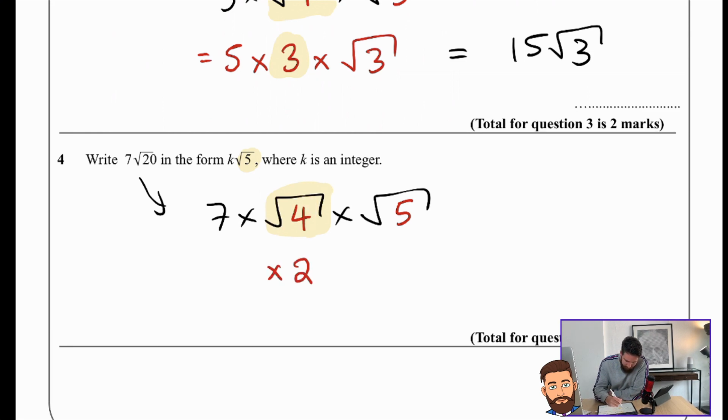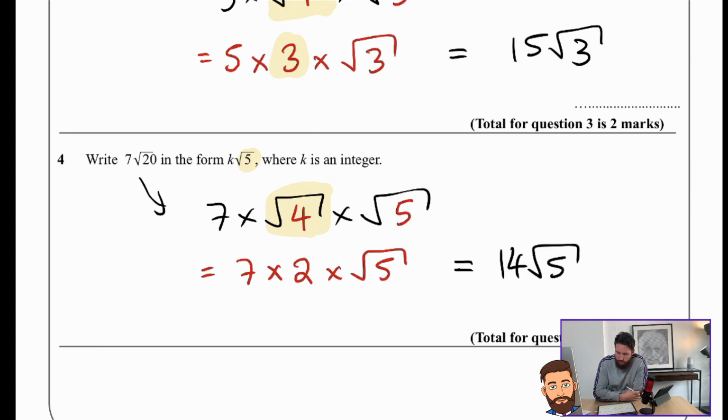So I end up with 7 times 2 times root 5, which all you have to do is tidy it up. 7 times 2 is 14. Times by root 5, no times sign, just put it next to each other. It's done.